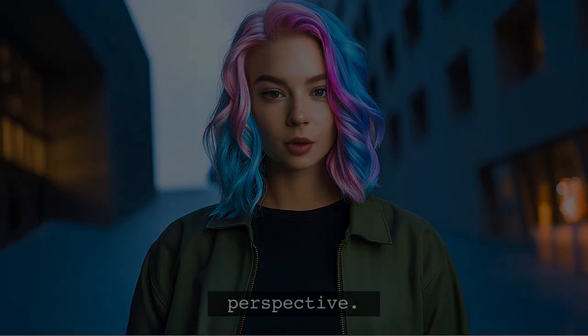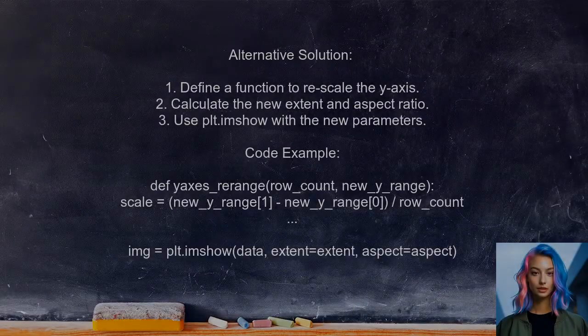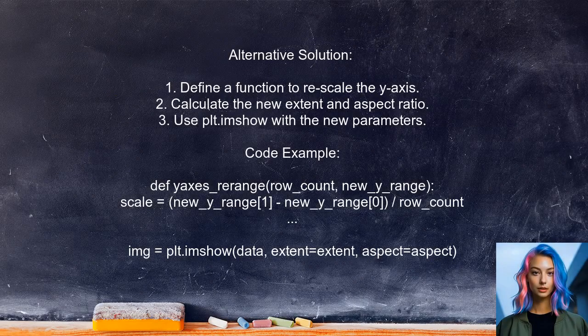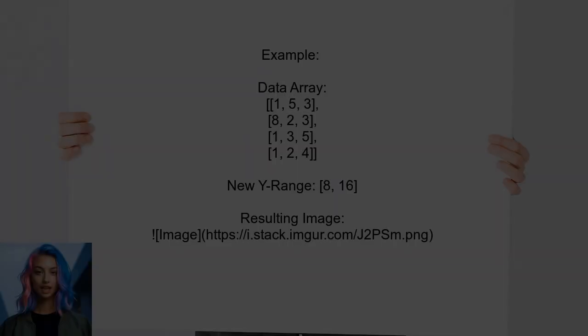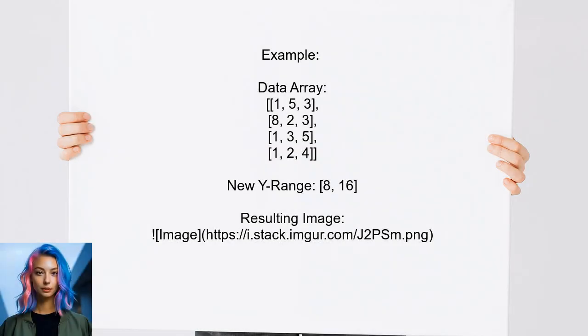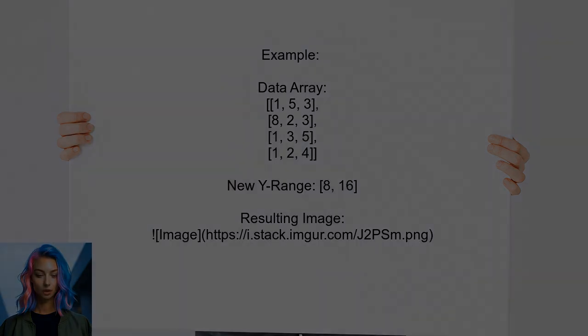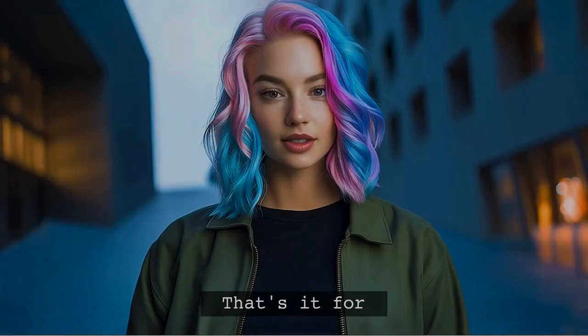Let's see another perspective. An alternative approach shared by another user involves rescaling the y-axis to a new range. They provide a function that calculates the extent and aspect ratio based on the number of rows in your data and the desired y range. In their example, they create a data array and specify a new y range. The function adjusts the y-axis accordingly, allowing you to visualize your data with the specified coordinates. That's it for that response.